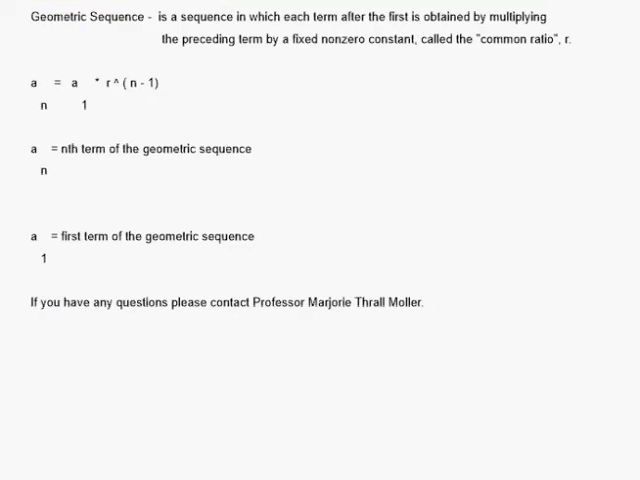Geometric sequence is a sequence in which each term after the first is obtained by multiplying the preceding term by a fixed non-zero constant called the common ratio, r. a sub n equals a sub 1 times r raised to the n minus 1 power, where a sub n is the nth term of the geometric sequence. a sub 1 is the first term of the geometric sequence.